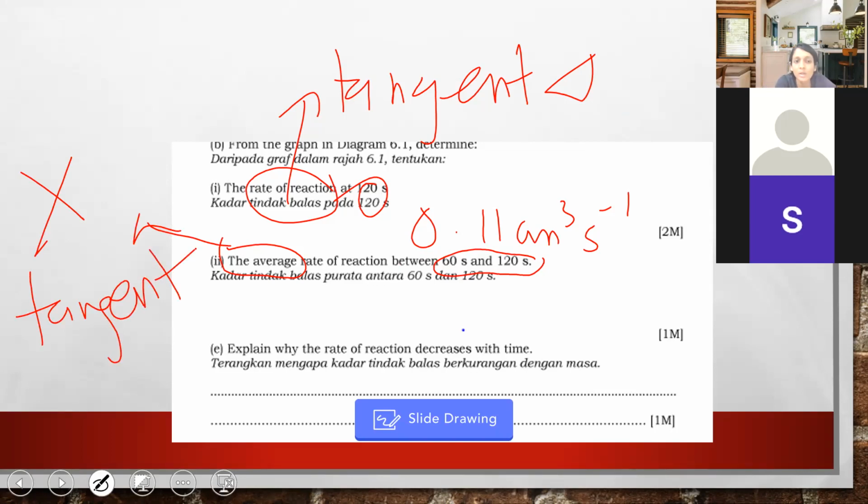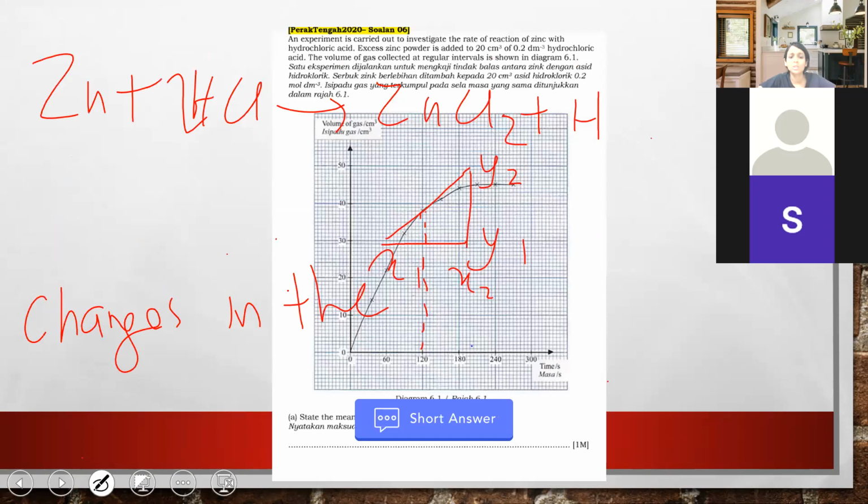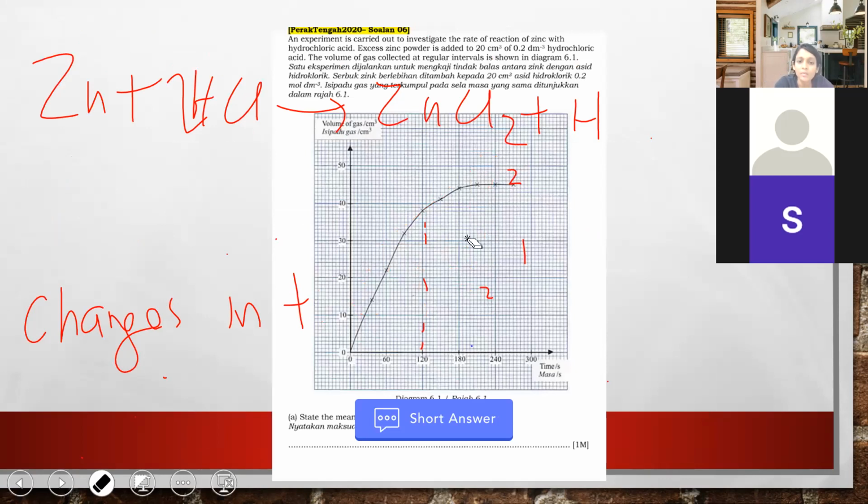If you see the words rate of reaction, or the word instantaneous, that means at that point in time, only then do you draw a tangent. If the question says average, don't ever draw a tangent. Then your question to teacher: if I don't draw a tangent, what should I do? If they ask me to find the average rate of reaction between 60 and 120 seconds, who can tell teacher what you are going to do?